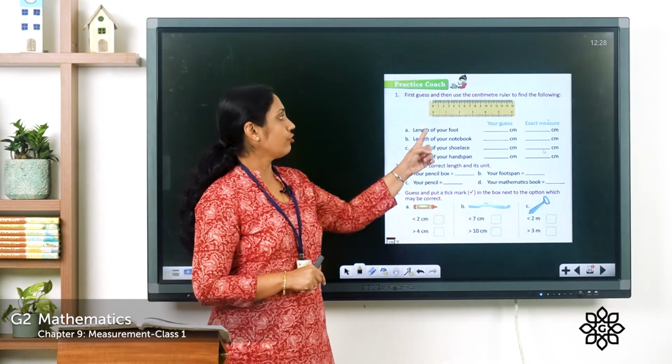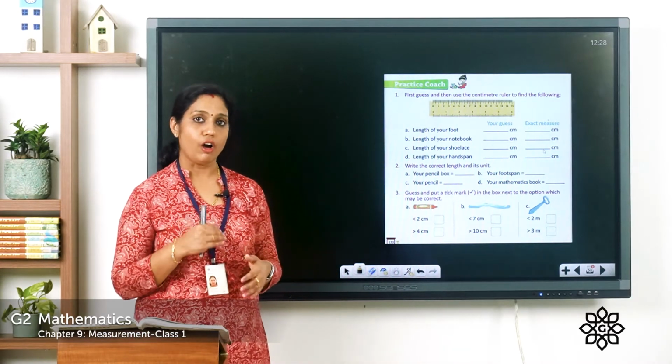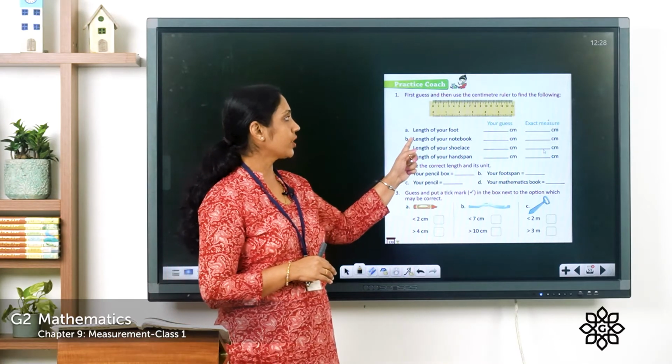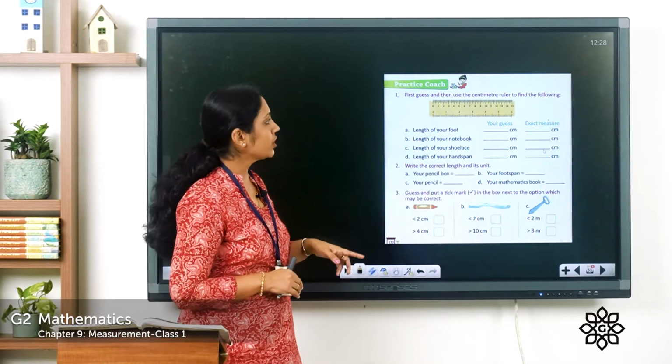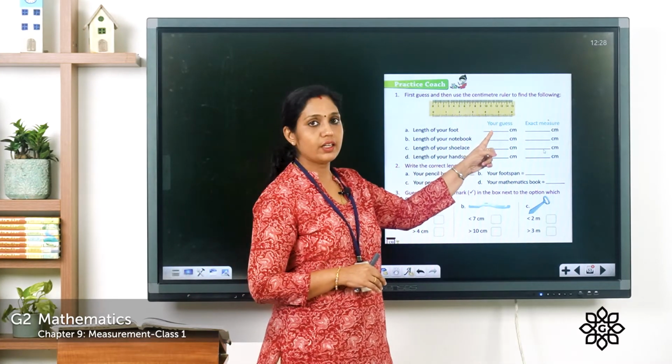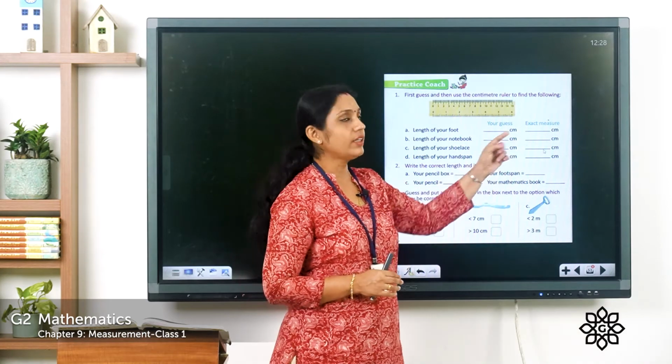The length of your foot. First you guess how many centimeters it will be. After that, take the ruler and measure it and then write it here, that is the exact measure. So first you can write your guess under your guess, and the exact measure after measuring using a ruler, you can write here.